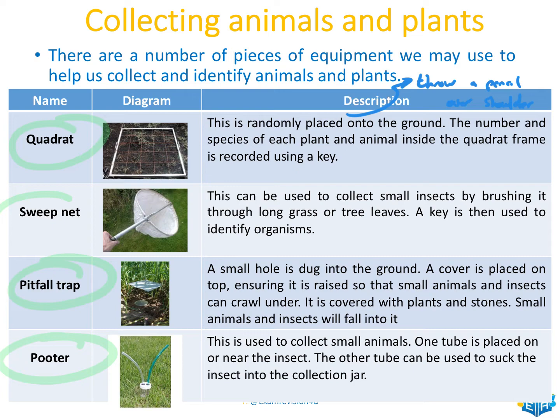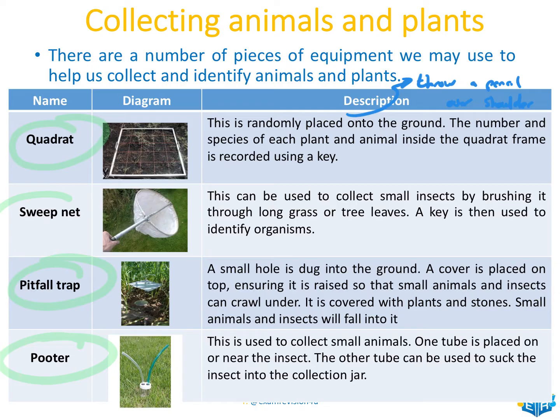There'll be gaps between the stones so the animals or the insects can walk between the stones, but then they're going to fall once they get as far as the trap. They won't be able to get back out. So you can use your key to identify which animals or insects are inside. And then once you're done, you make sure that we release them again so they can get back to their natural habitat.